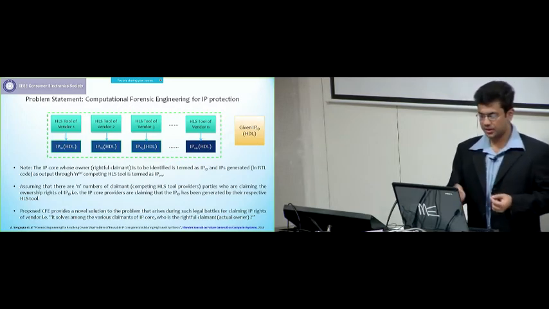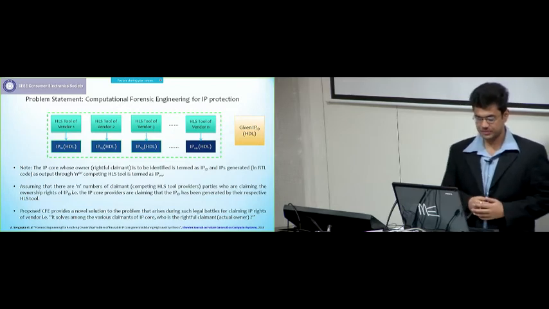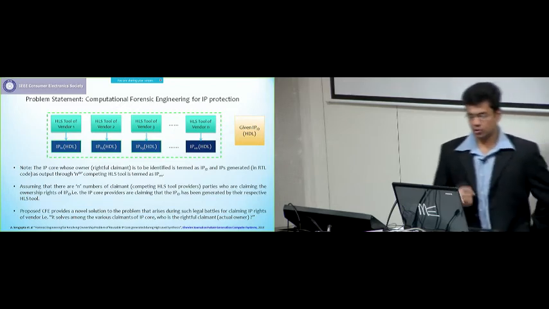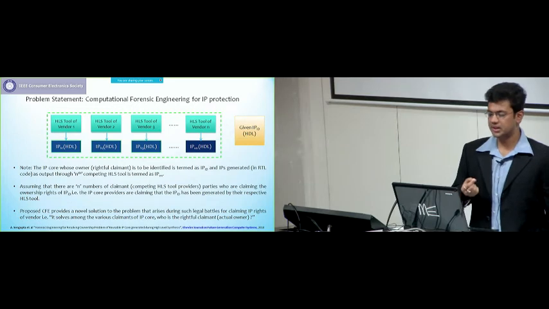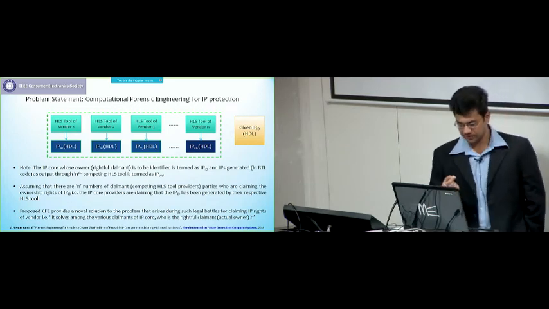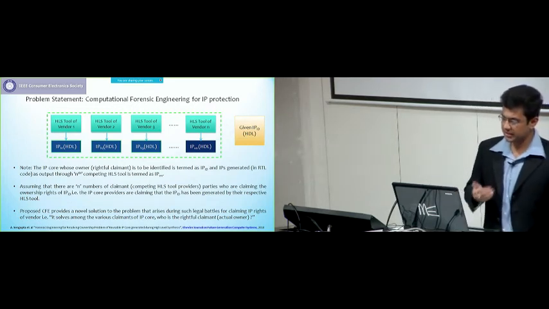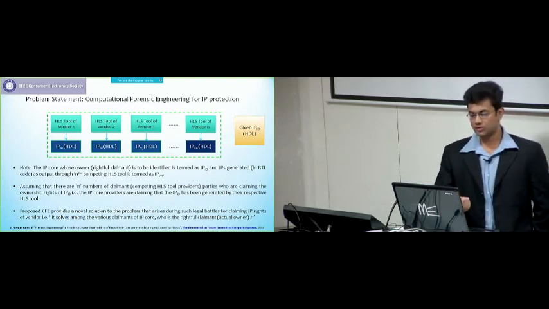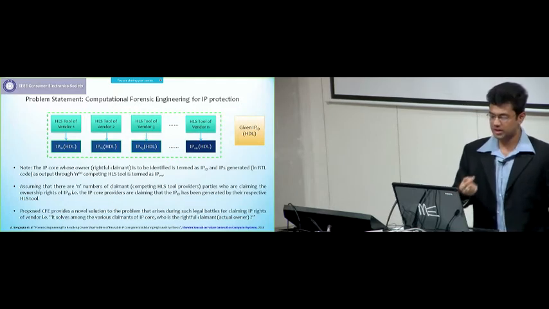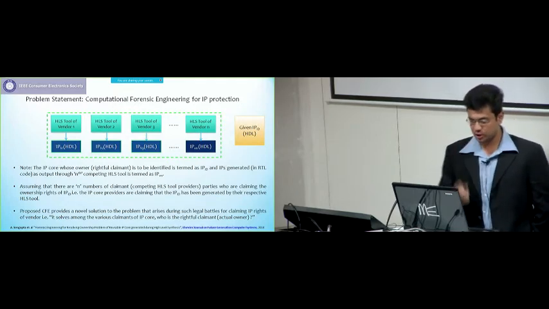We indicate that by a variable called IPVN. Note, the IP core whose owner is to be identified is termed IPID, and IPID is generated as output by the nth competing HLS tool vendor, where each of these is known as IPVN. If there are n claimant parties claiming the ownership rights of IPID, that is, the IP core providers are claiming that the IPID has been generated by their respective HLS tool, the goal of the CFE is to find out who is the rightful owner in case of resolving the piracy issue in a CE device.